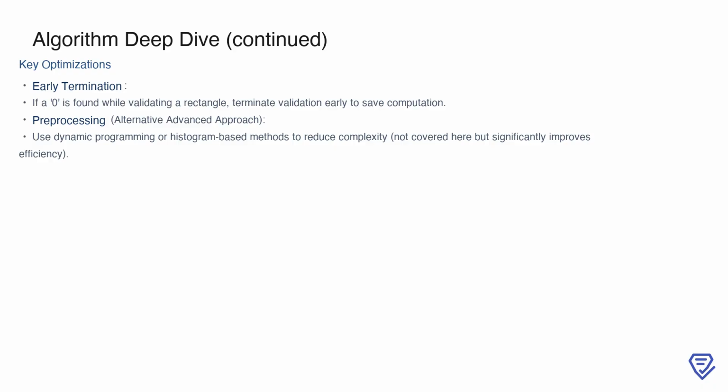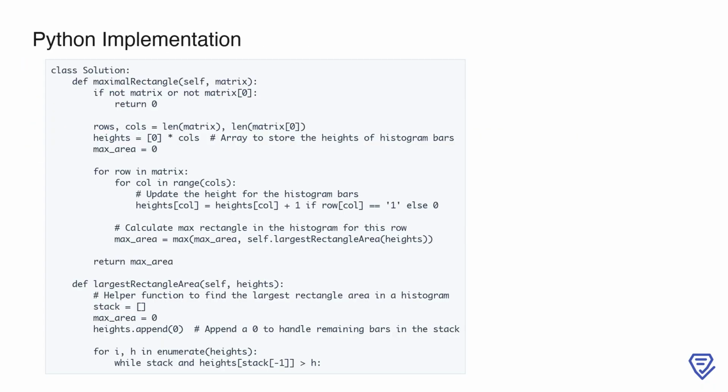While these advanced methods are beyond the scope of this discussion, they are worth exploring for solving this problem on larger matrices effectively. Here, we're implementing the maximal rectangle function in Python. First, we handle edge cases by checking if the matrix is empty or if its first row is empty, and we return 0 in such cases.